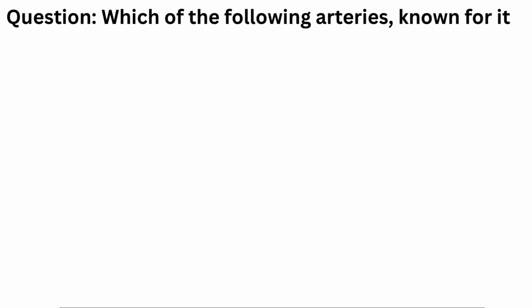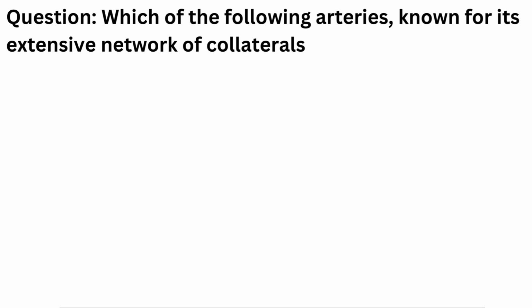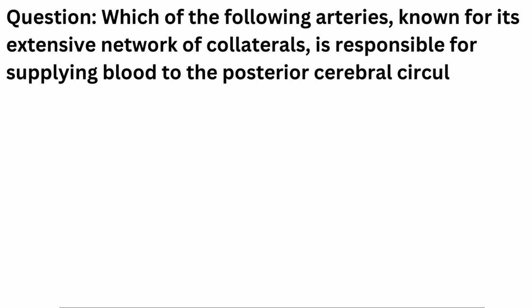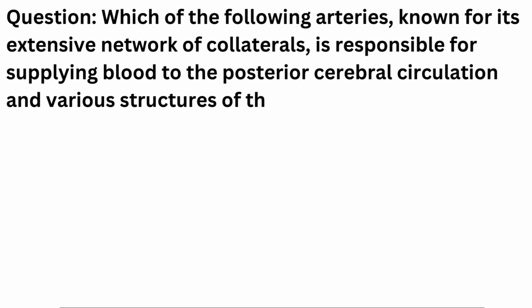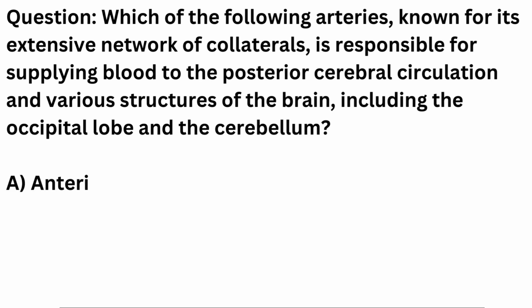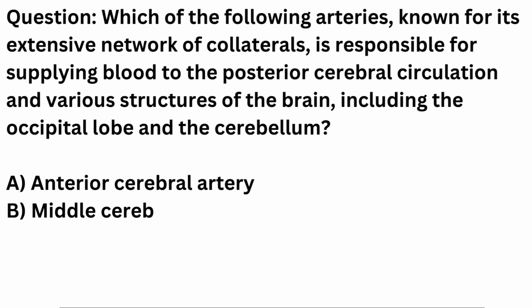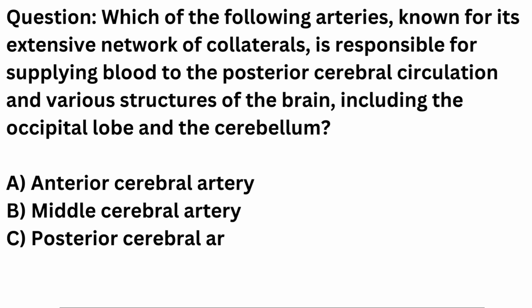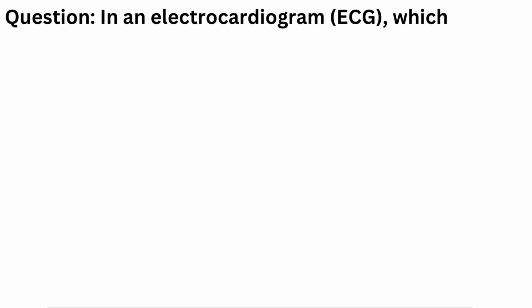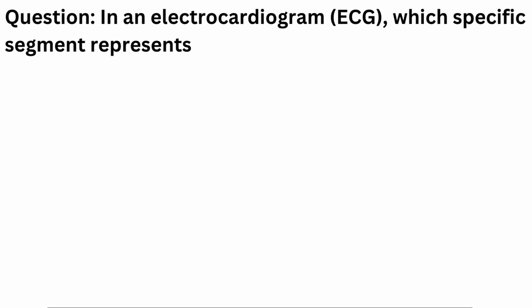Question. Which of the following arteries, known for its extensive network of collaterals, is responsible for supplying blood to the posterior cerebral circulation and various structures of the brain, including the occipital lobe and the cerebellum? A. Anterior cerebral artery. B. Middle cerebral artery. C. Posterior cerebral artery. D. Basilar artery. Correct answer is C. Posterior cerebral artery.